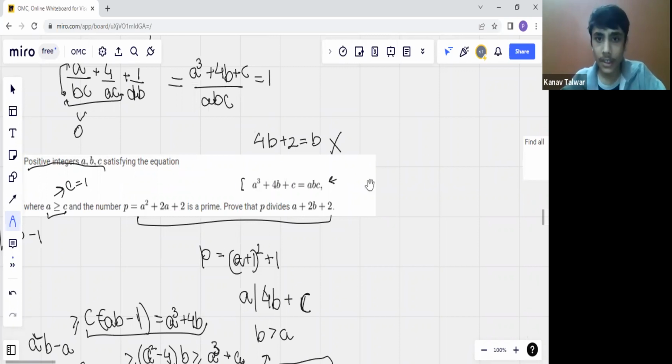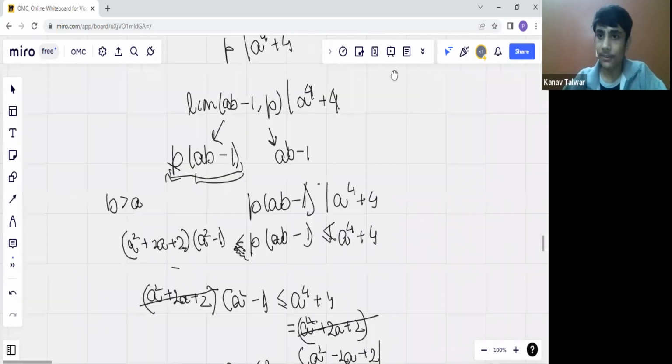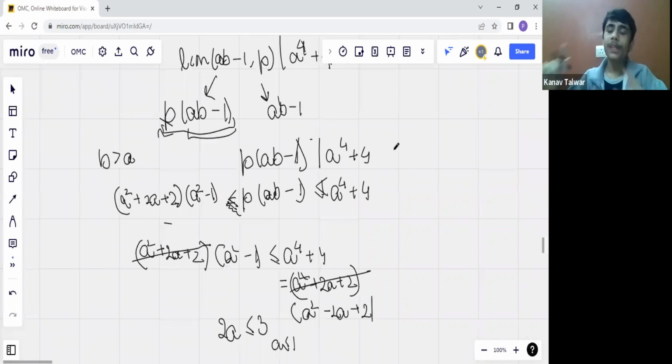And thus, why did we do this? It is when we were taking the case of the LCM of AB minus 1 and P to be P times AB minus 1. So P times AB minus 1 cannot divide A to the 4 plus 4, just because this is not true. Is this clear?